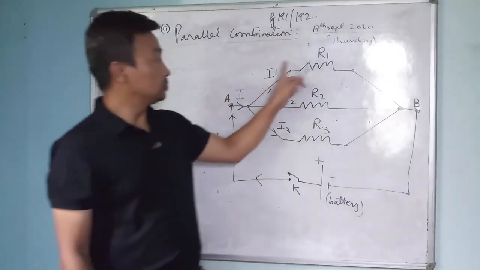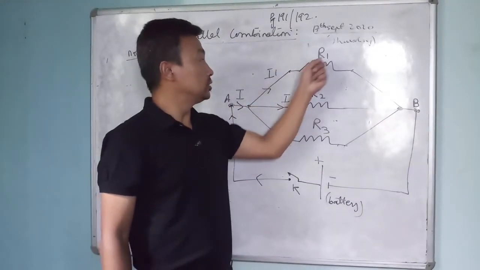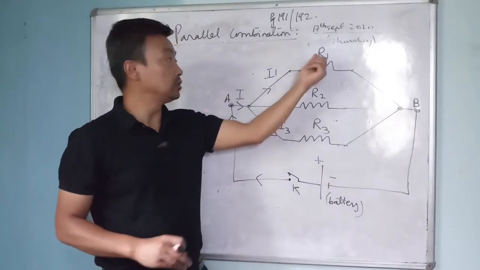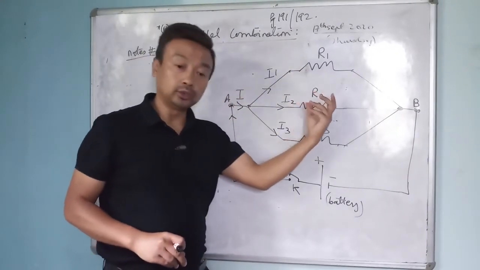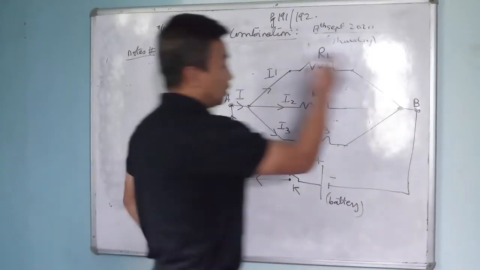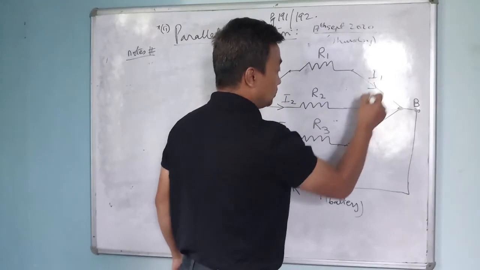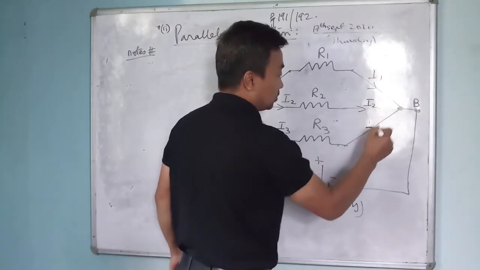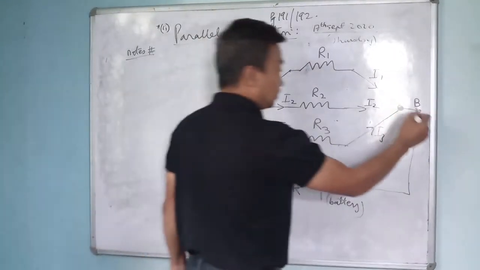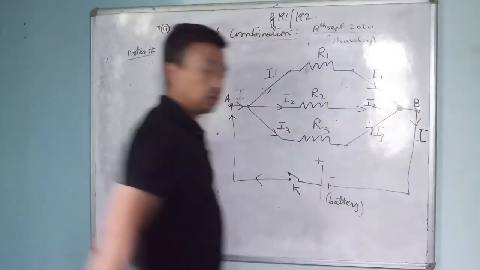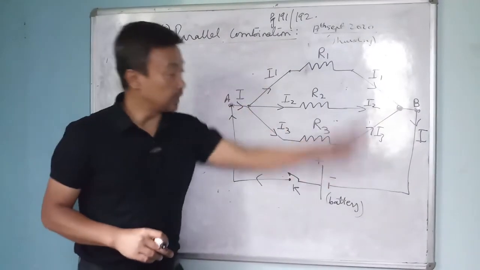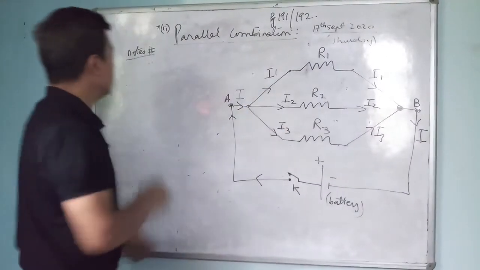Then this individual current, so this current has decreased here. A small portion of the current is going through R1, some portion is going through R2, and some portion is going through R3, and they will all come here and rejoin at the point B. Then from the point B, the total current will flow back to the cell. So this is the diagram for the parallel combination.